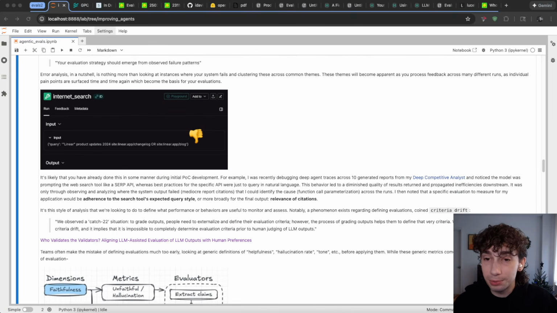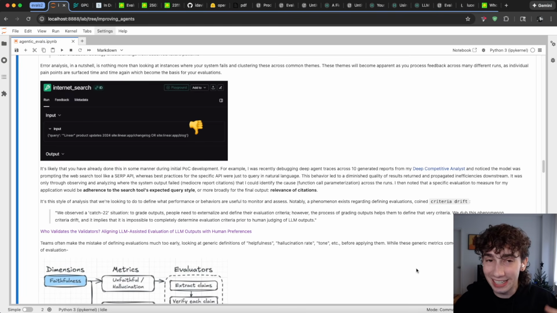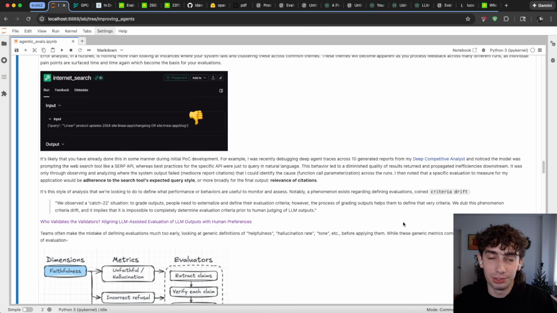So through actually observing all of the failure modes and looking at the feedback from your SME, this is where you'll start to surface all of these pain points and explicitly define them as things that you should be evaluating and measuring. It's already likely that you're doing some form of this in some manner already as you're developing your product and looking at the inputs and outputs naively, but this makes it a little bit more official. For an example of how I've done this recently, the other day I was looking at some reports generated from my deep competitive analyst agent and noticed that there was some sort of lack of relevance of citations.